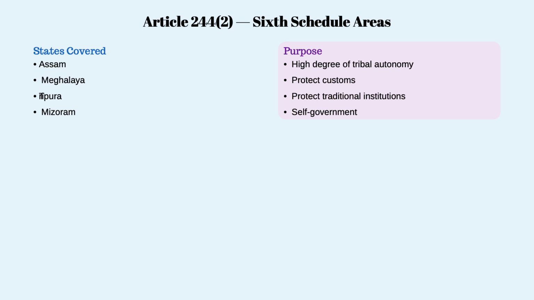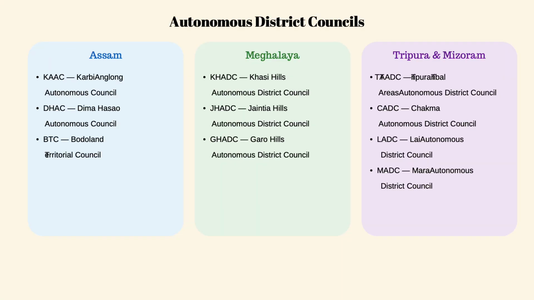Okay, the tribals. In Assam, the non-tribals are more, the tribals are fewer. So they have their own self-government, okay, which the 5th schedule states do not have. We will learn about that. This is the autonomous district council created under the 6th schedule.